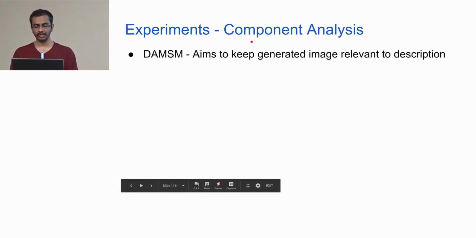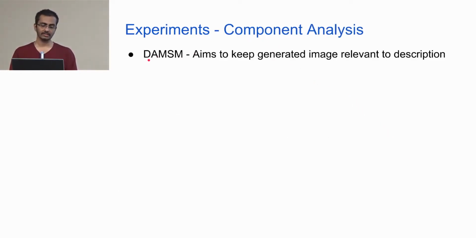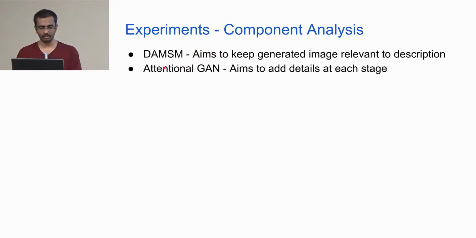Next, we do component analysis, and the two components that they have put under test are the most important ones, the ones that they have proposed, which is the DAMSUM part, which we have talked about, and the attentional GAN part. When you are using attention, you hope to have a better image at each generator stage. Otherwise, just an upsampled version of the previous image won't cut it. So you need additional details being learned at each stage, and they put this to test.